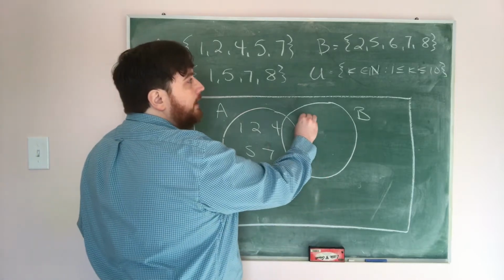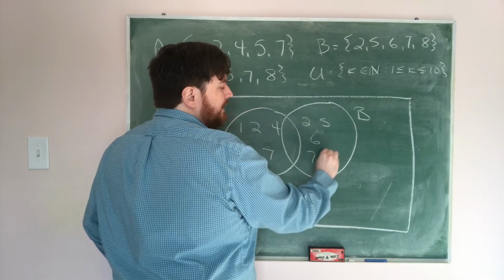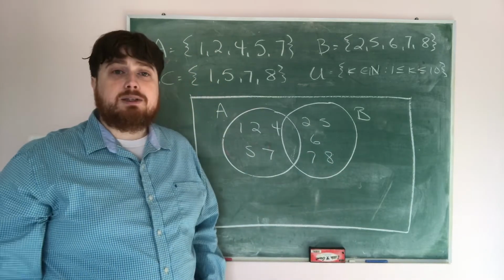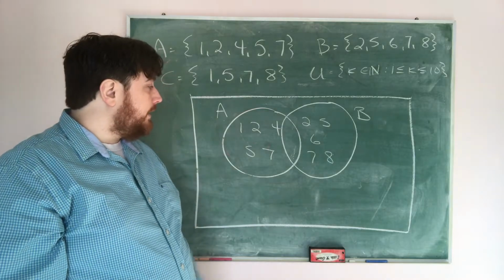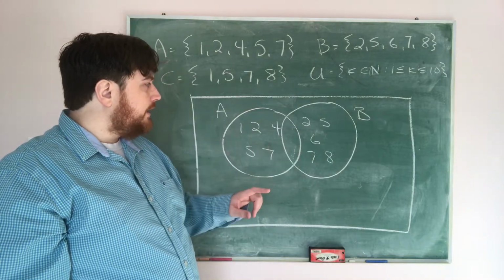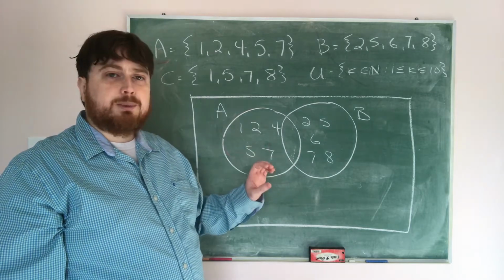Now within B, I'm going to have the elements 2, 5, 6, 7, and 8. So I need to make sure each of those elements is within that circle. Now notice here that I have written some of the elements twice, and so I want to be careful about that to make sure that everything ends up in the appropriate spot.